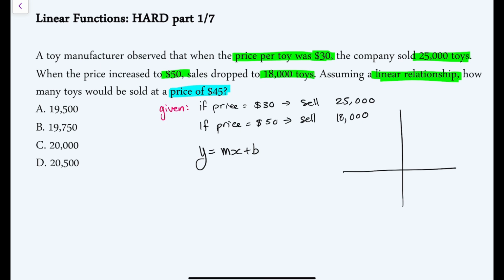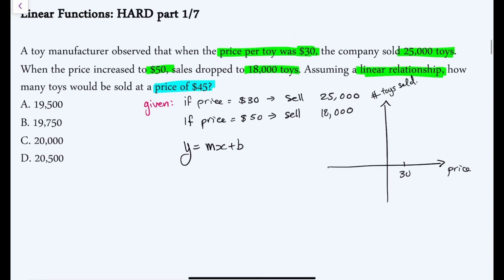We can use a graph. Since it's linear, we know we can represent it using a line. If we say price is x and the number of toys sold is y, then price 30 means they sell 25k. And if the price is $50, so our price increased, they sell 18,000, so 18k. So we get a decreasing line like that. Then they're asking, what if the price was $45 right here? How much would they sell?